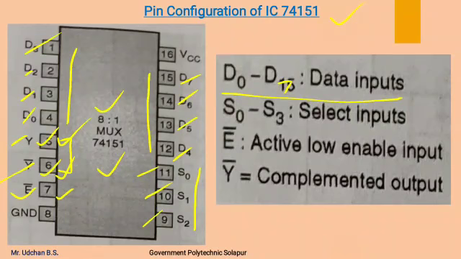And last are pin number 8 and pin number 16, which are the power requirements of these ICs. We have to connect pin number 8 to the ground, that is to logic 0, at 0 volt, and pin number 16 we have to connect to the plus VCC, that is the plus 5 volt power supply. So this is how the pin configuration of IC 74151 is helpful when we perform the practicals in the laboratory.